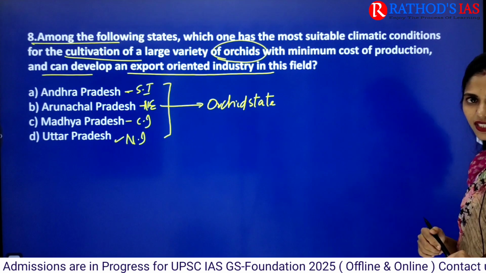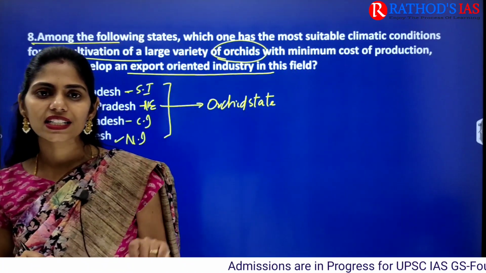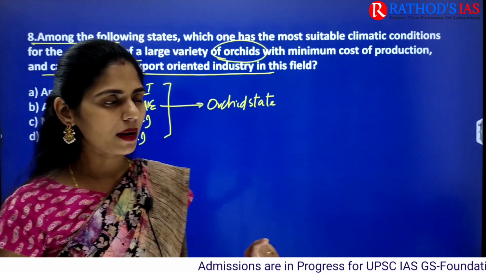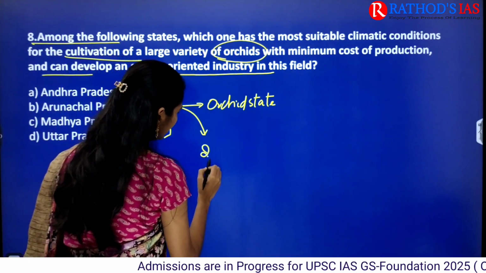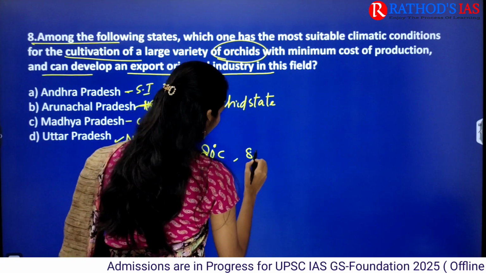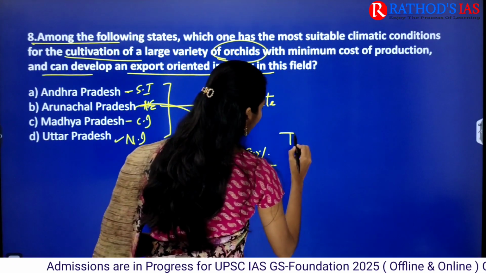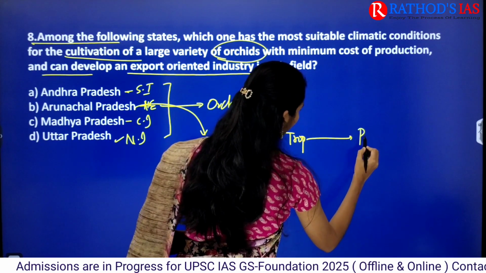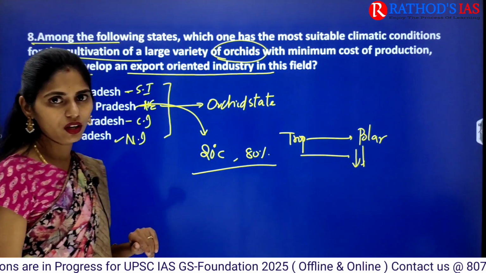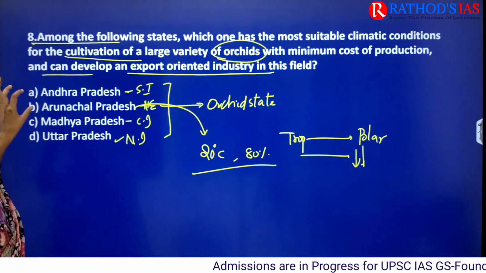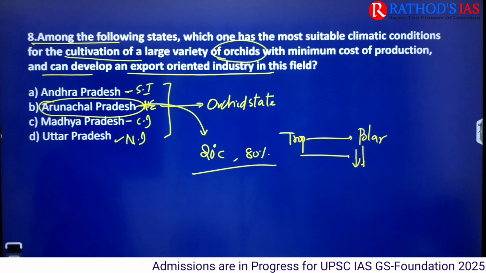And recently in current affairs also the report of these orchids had been released. You have to see that as well. And actually orchids need a temperature of 20 degrees centigrade and 80% humidity for growth. If you are moving from tropical region towards polar region, the growth of these orchids will diminish. Okay. So in this way, Arunachal Pradesh is the correct answer. Option B is the correct answer.